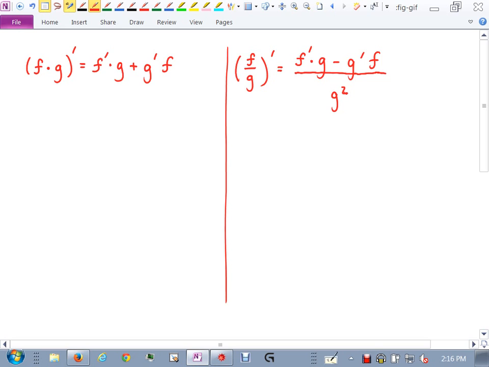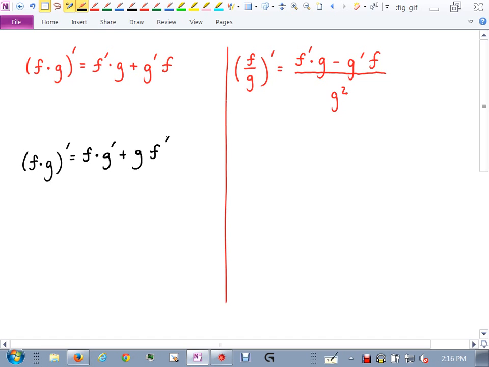If you open up the book to 2.4, product and quotient rule, when they get to product rule, this is what they do. If you have f times g and you want the derivative, it's g times f prime plus... scratch that. It's f times g prime plus g times f prime. That's the way the book has it, all right?